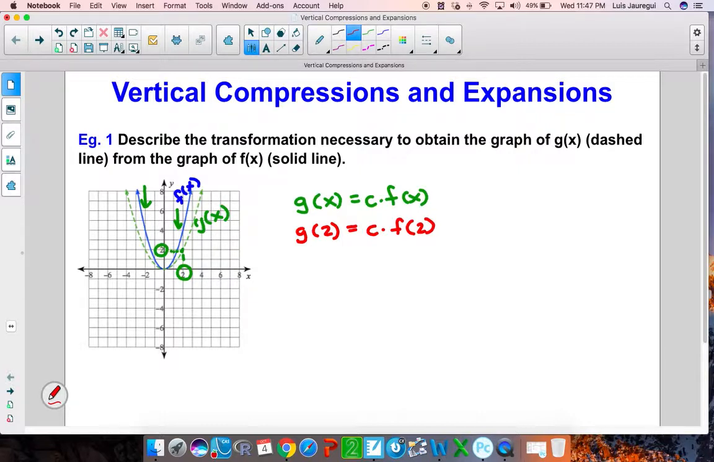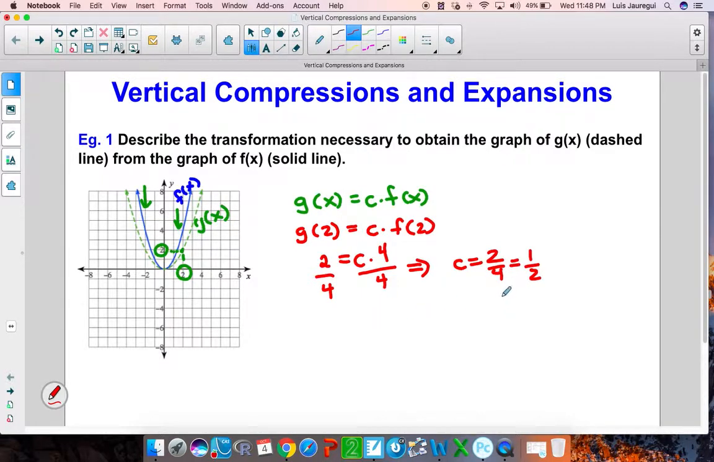Now, in order to solve for c, I need the actual value for g of 2. G of 2 happens to be 2, so I have 2 is equal to c times f of 2. If I go to f, for the input of 2, this happens to be 4. To solve for c, let me divide by 4 on both sides. This implies that c is equal to 2/4, which can be simplified to 1/2.